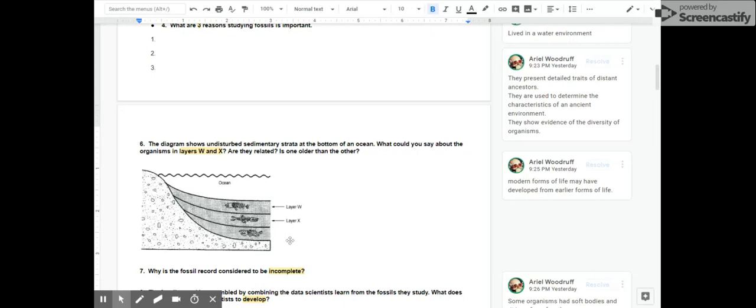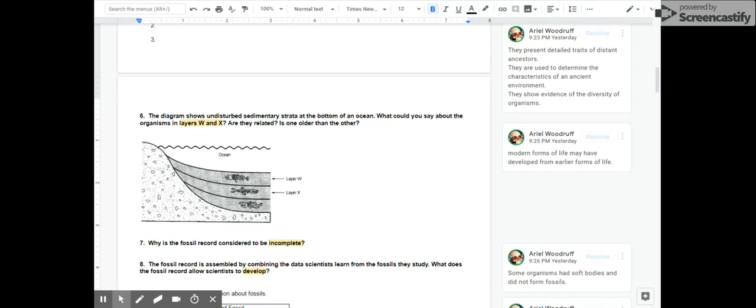And we have some layers of fossils underneath the ocean. What are some observations and inferences that we can make about this picture? So we've learned that unless we have some type of event happen that causes the land to shift, the lowest layer on bottom is going to be the oldest, and it's going to increase in time to the top layer being the most recent fossilized organism.